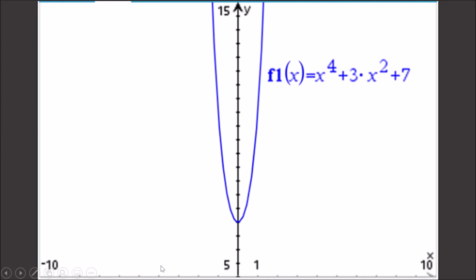And if we go and look at the graph, so this is the graph of f of s, you can see that it is a perfect mirror image across the y-axis.